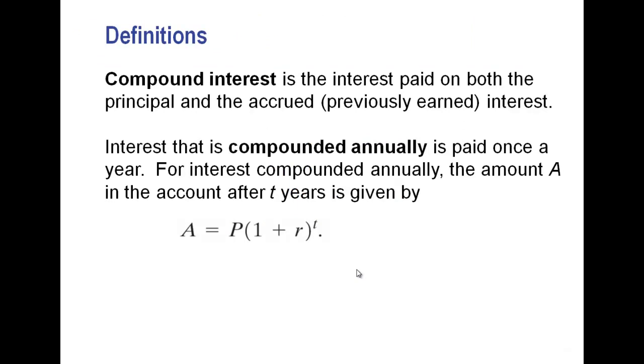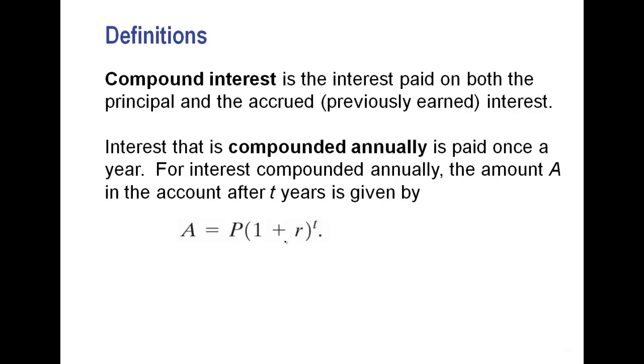Compound interest is interest that's paid on both the principal and the previously earned interest. So going back to that example I gave you before, it's where in year 2 you're now paying interest on $105 instead of the original just $100. Interest that's compounded annually is paid once a year, and if we're going to compound interest annually, we have a very simple formula of A, the amount owed, equals the principal times 1 plus r, raised to the power of t.